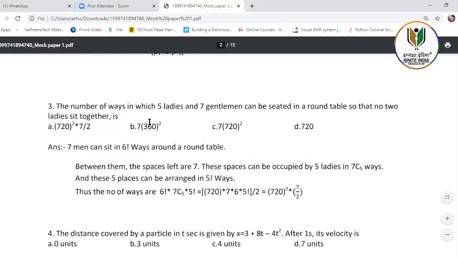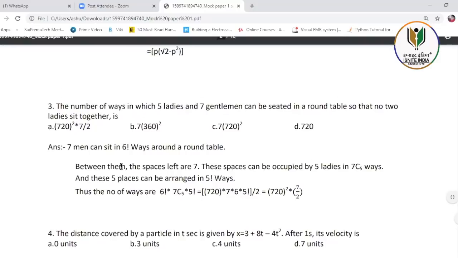Next. This is a permutation combination question. Number of ways in which 5 ladies and 7 gentlemen can be seated at a round table so that no 2 ladies sit together is. Okay. See, this is circular permutation. When it is circular permutation and there are people involved, the number of ways in which certain people, so in this example 7 people, can be seated is n minus 1 factorial, which is 6 factorial. The condition is that no 2 ladies can sit together. That means they have to sit alternately, meaning between 2 men 1 lady can sit.